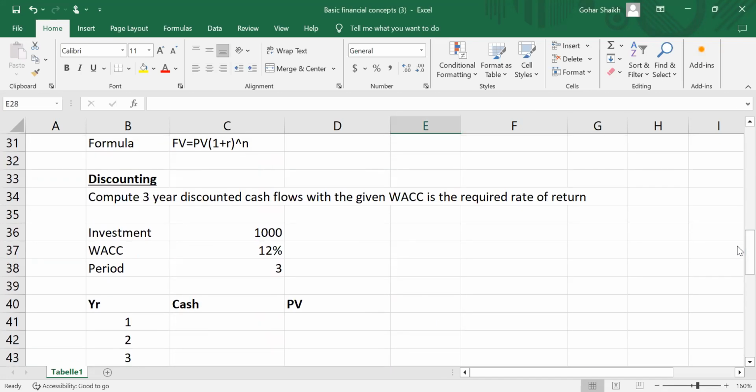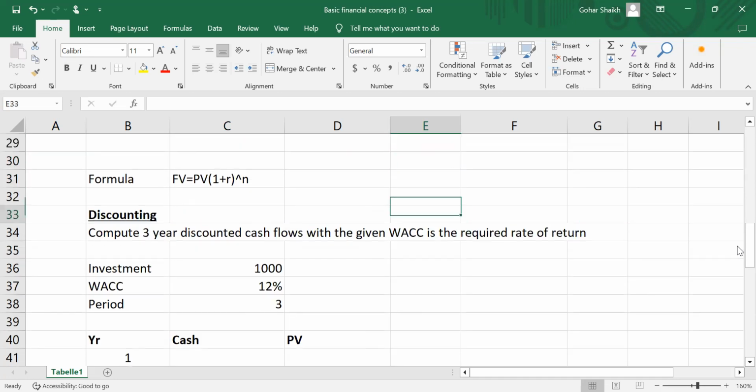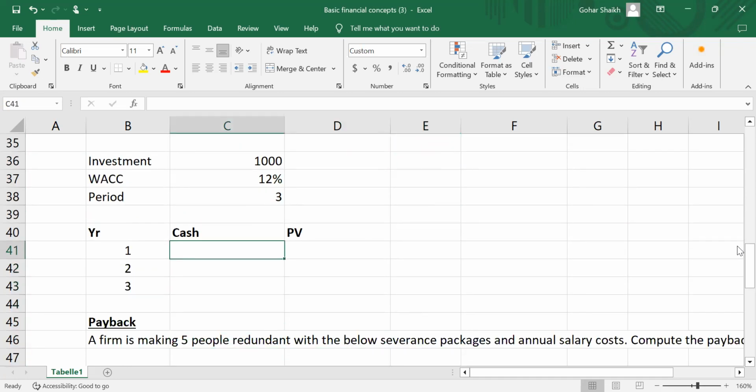Okay, now let's discuss how we do discounting. Compute 3 years discounted cash flow if the required rate of return is 12%, period is 3 years. You have year 1, year 2, year 3, the cash amount is 1000, and we have to calculate present value.